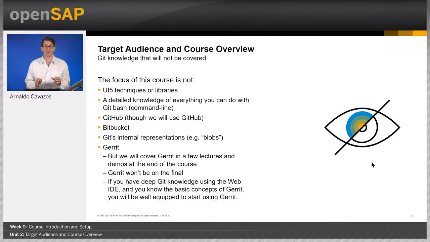Finally, I wanted this course to have little or no knowledge that is purely academic, so we won't be covering what the Git community calls the plumbing. You won't learn how Git represents your development objects using so-called blobs, for example. As I mentioned, we will cover Gerrit, but it won't be on the final. If you want to be an effective Gerrit user, this course will give you what you need to know.